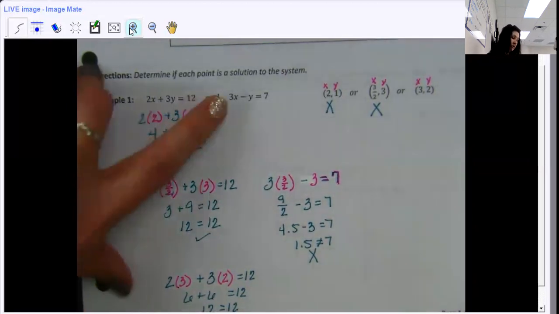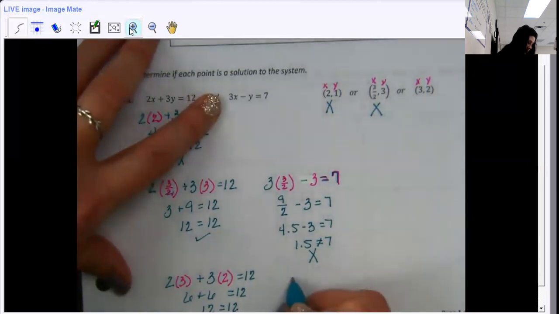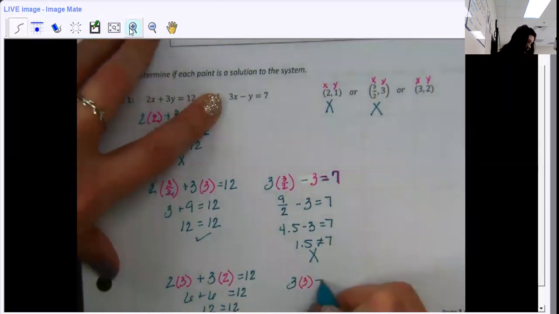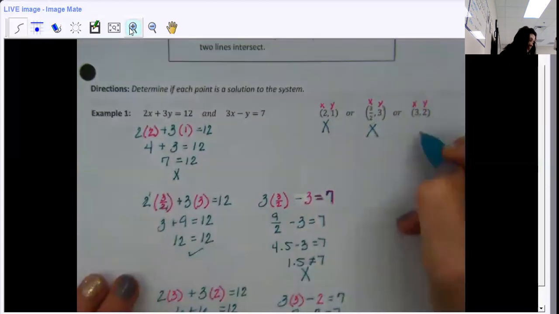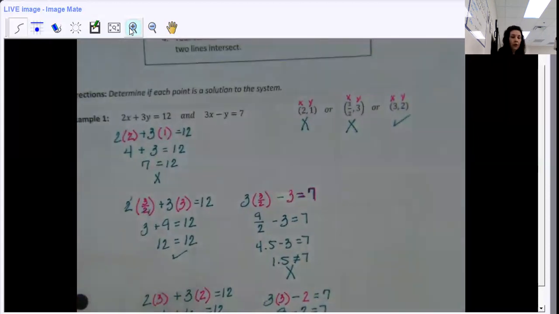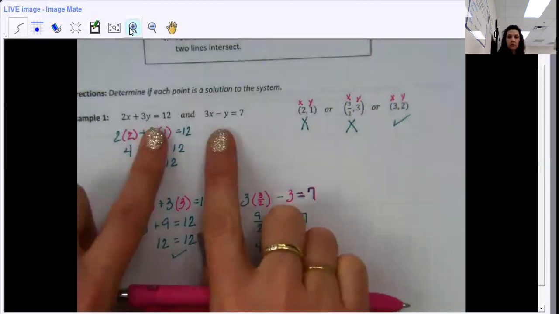But again, we have to make sure it is a solution for both. So I'm going to take this one, and I have 3 times x, which is 3, minus y, which is 2. And we're going to see if that equals 7. 9 minus 2 equals 7. 7 does equal 7. So this one right here, (3, 2), is a solution for both of these equations.